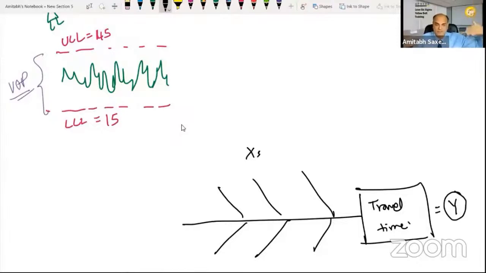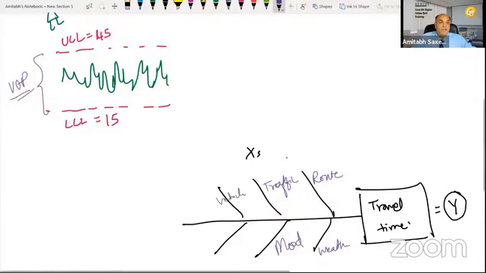I'm using an Ishikawa diagram, fishbone diagram. Can you tell me what can be the reasons for my variation in the travel time? What affects my travel time? Yes, route, weather, okay, traffic, okay, my mood, yeah, okay. What else? Vehicle, okay, you know that.